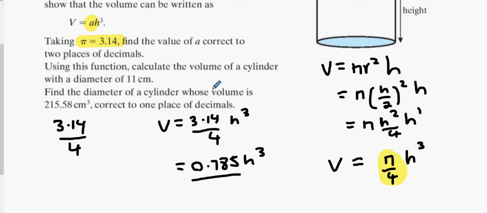Now, it says 2 places of decimals, so we're going to have to use A equals 0.79, yeah.